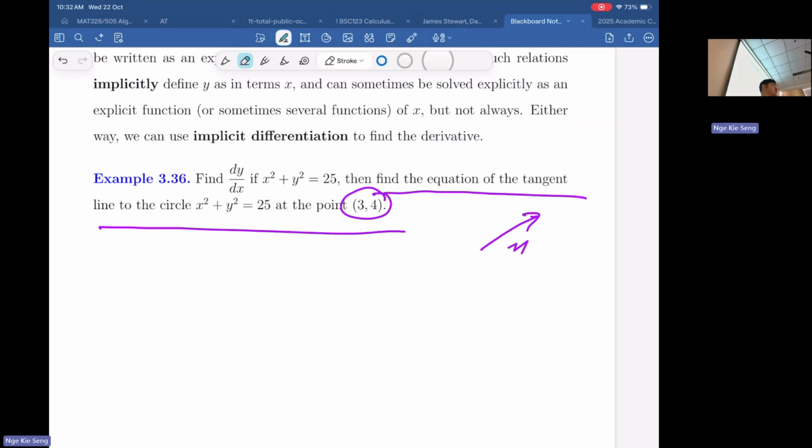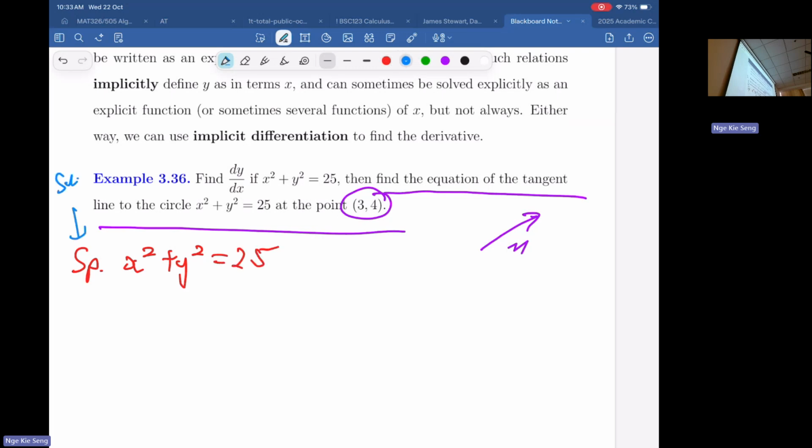So the point here is how to find the gradient, but you have no function anymore. Instead, you have an equation. So what are you going to do now? Let's try it. Let's suppose x squared plus y squared equals 25.